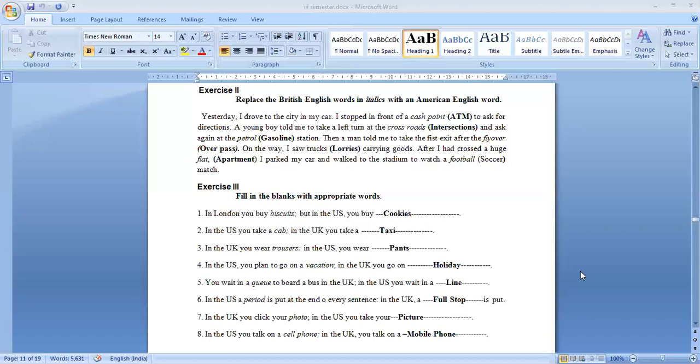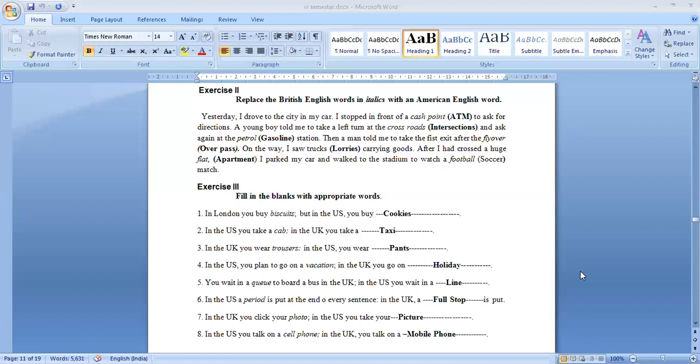And the British trucks are American lorries, and British people call a living area above a flat, but the American equivalent for flat is apartment. And British people call the game football, but Americans call the same game soccer. So in this way, we have different words for the same thing. This is exercise number 2. After completing exercise number 2, now we try to move to exercise number 3.